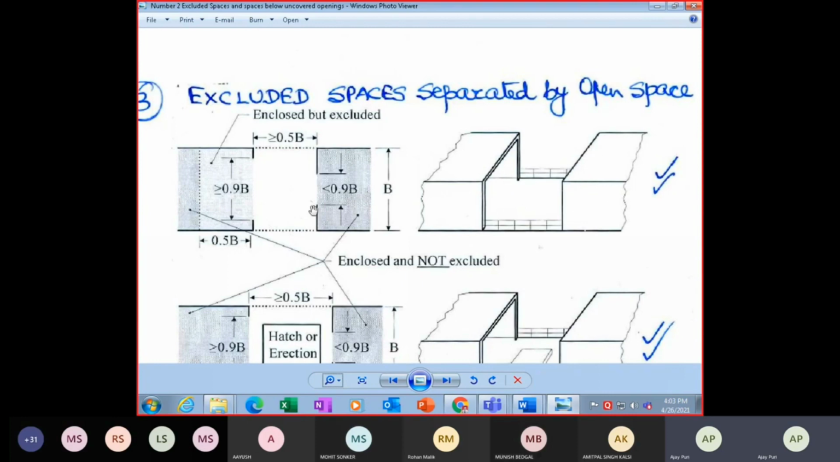So this is covered up till here. Instead, this is covered only till here. This is covered till here. Now this is less than 0.9b. Under this is less than 0.9b. Now I'll come to that diagram.